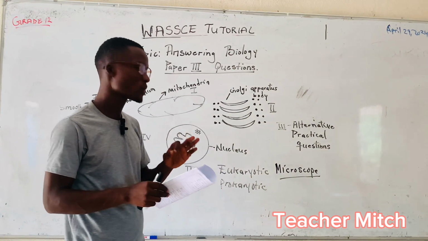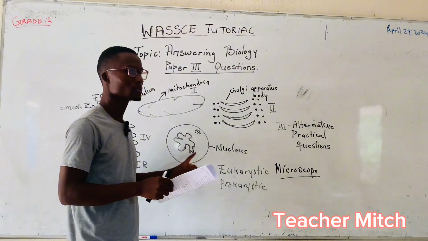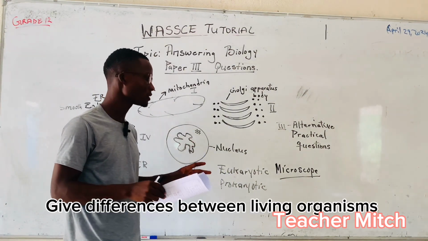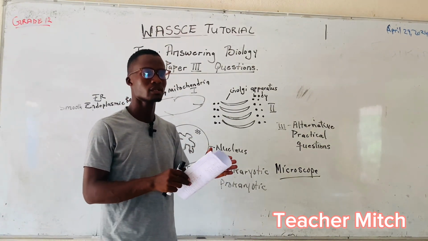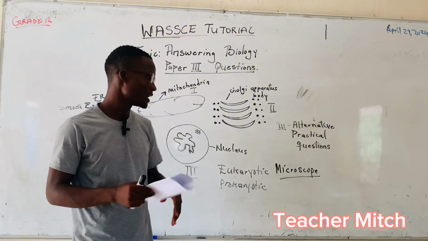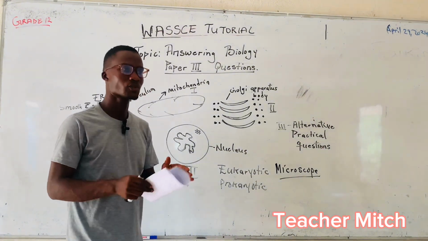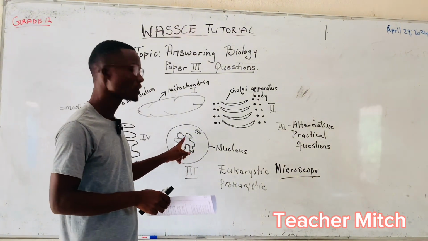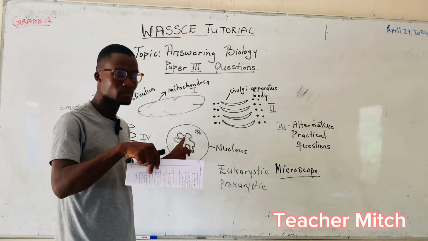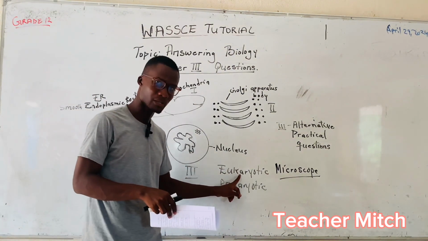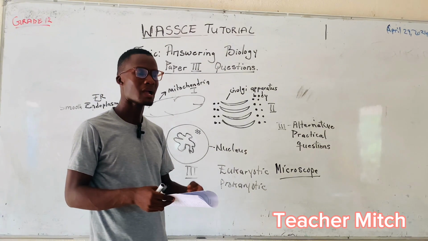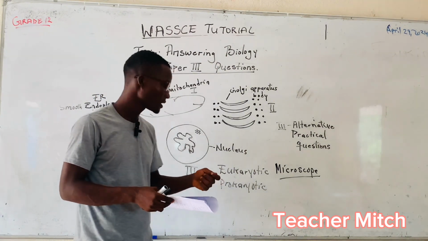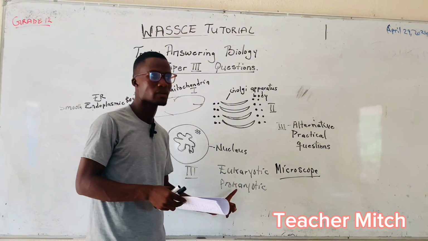One of the reasons why the identification of the nucleus here is important is because the nucleus can be used to give differences between types of living things. For example, when you study a cell and you see that there is a nucleus in that cell, that particular cell belongs to which kind of organism? Eukaryotic organism. When you study a cell and you see that that cell does not have a nucleus, then that cell belongs to a prokaryotic organism.